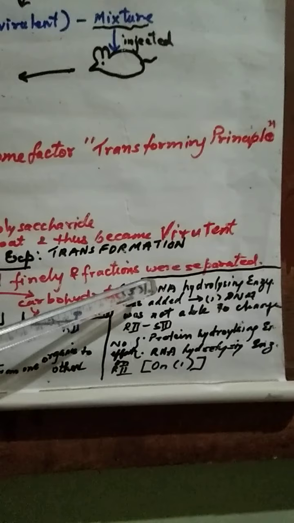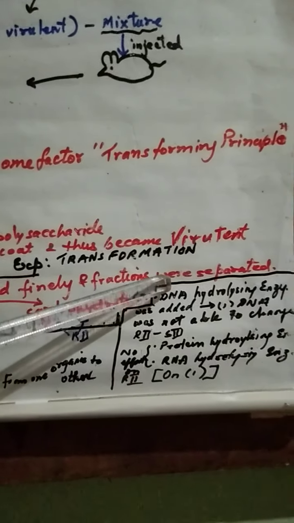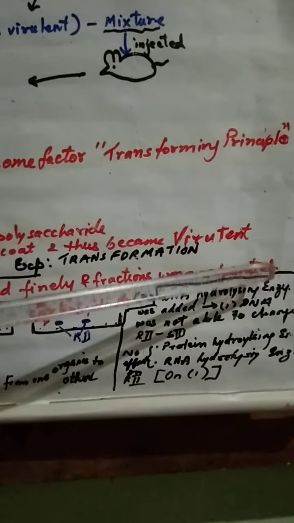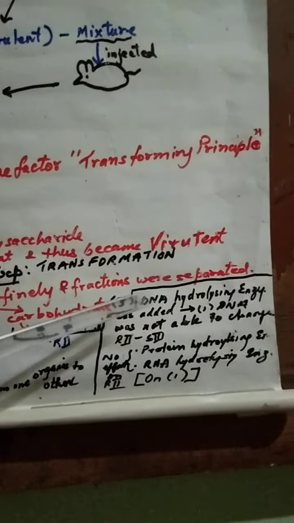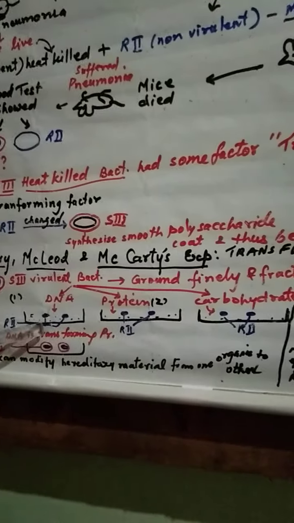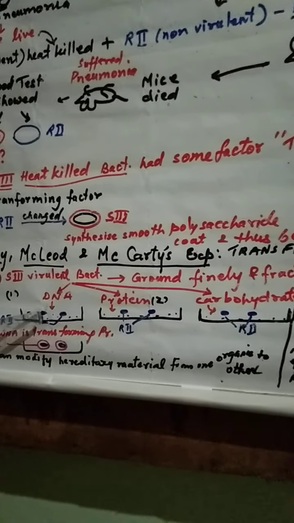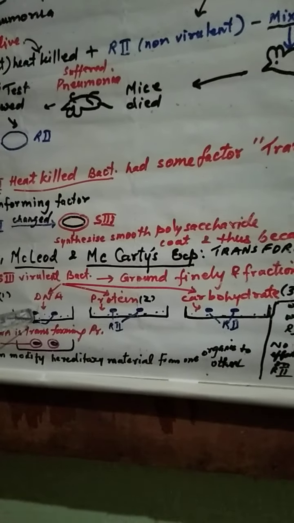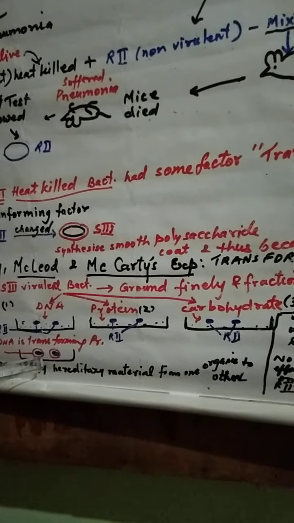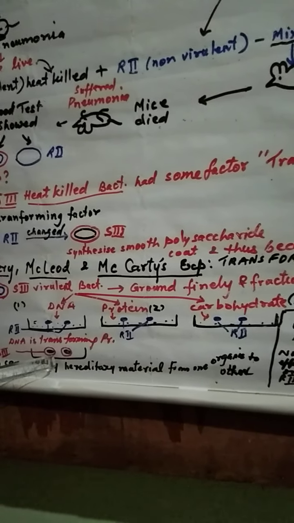They did one more experiment related to this. In this, they took 3 enzymes. Number 1, DNA hydrolyzing enzyme, was added in the first Petri dish. When DNA hydrolyzing enzyme was added here, the DNA was inactive. Due to this, the R2 was not able to change into S3.